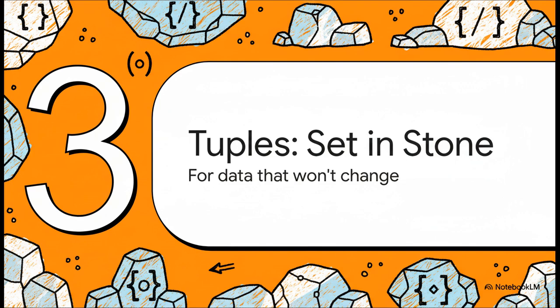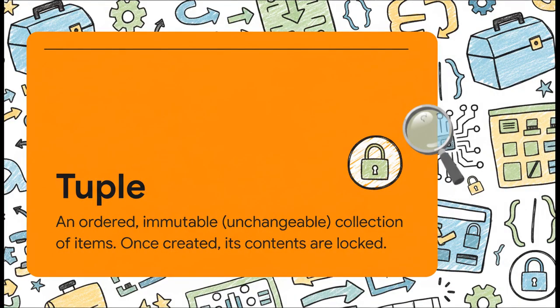If a list is like a shopping list written in pencil, a tuple is one that's been carved into stone. It's for data that you really want to protect and make sure never, ever changes. The key difference here is that one word, immutable. Now, like a list, a tuple is ordered, but it cannot be changed. Once you create a tuple, its contents are totally locked in. This is fantastic for protecting data that you don't want to accidentally change, and it also makes them a bit faster and more memory efficient than lists.